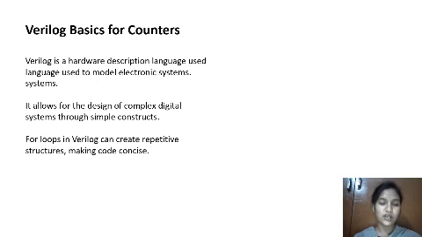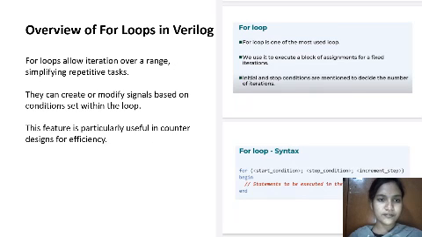For loops in Verilog can create repetitive structures, making code concise. Overview of for loops in Verilog. For loops allow iteration over a range, simplifying repetitive tasks. They can create or modify signals based on conditions set within the loop. This feature is particularly useful in counter designs for efficiency.